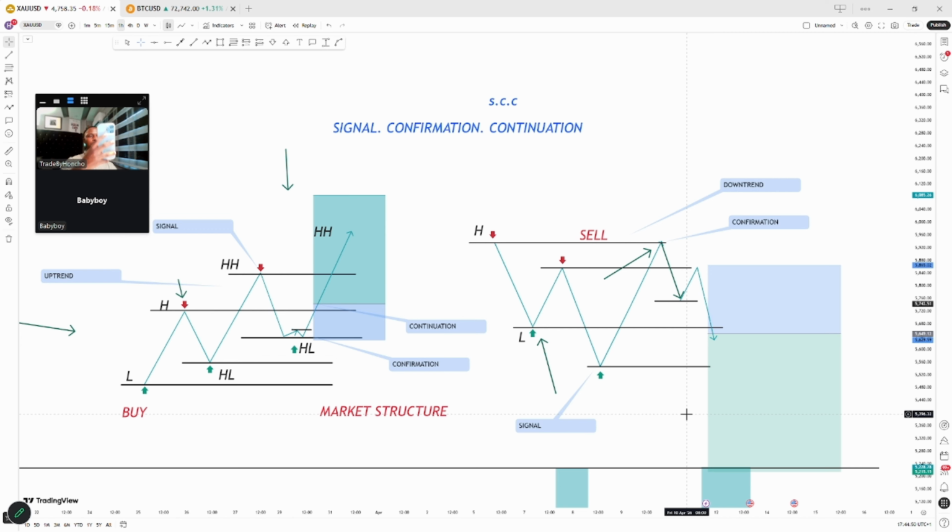So this is how it clearly is. This is how it looks when you are using this strategy. So I just want to take a screenshot of it.